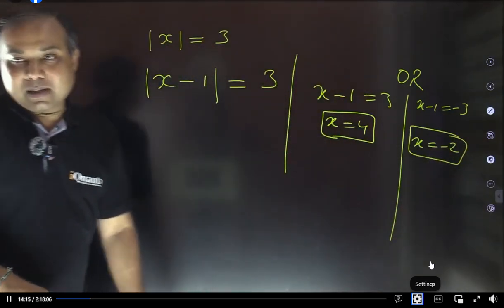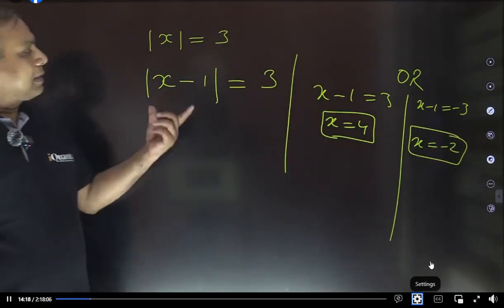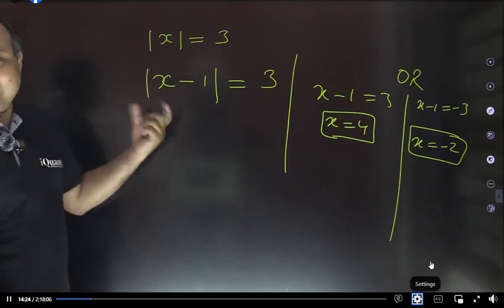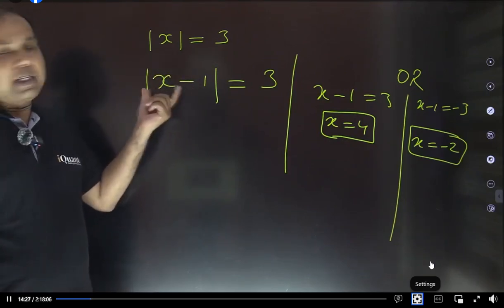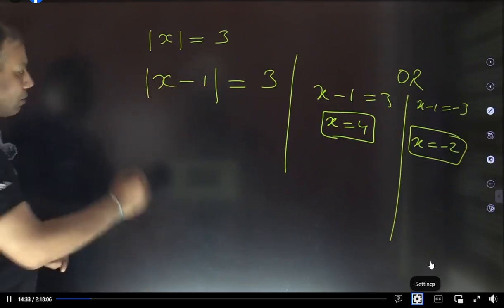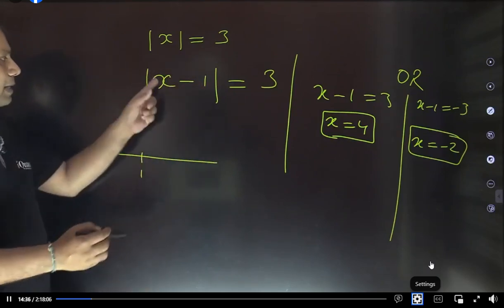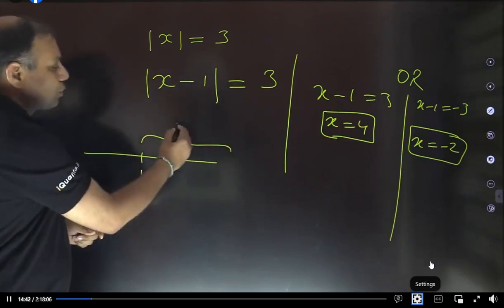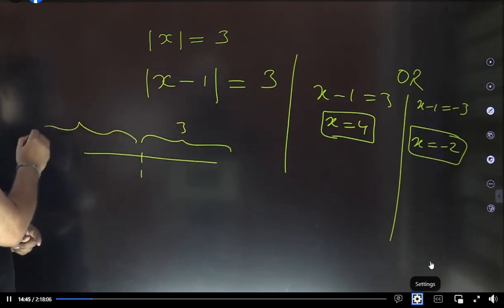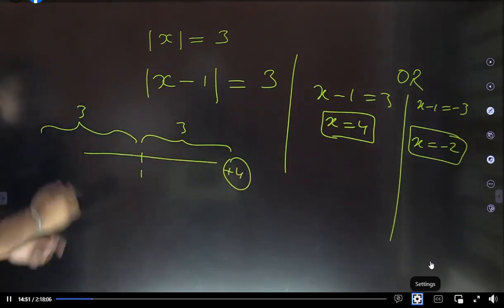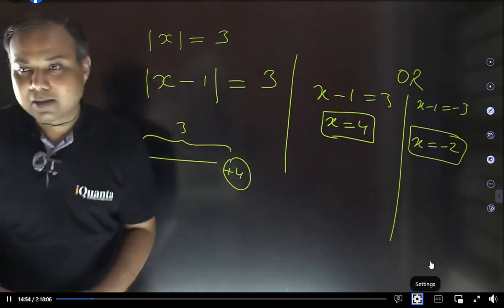And the other way we had also discussed, that we can treat this as a distance function. So mod of x minus 1 means the numerical value only, and it tells us the distance between 2 points on the number line. On the number line, there are 2 points, 1 and x, and their distance is 3. That means x lies at a distance of 3 from the point 1. So 3 on the positive side or 3 on the negative side. On the positive side, the point comes out to be plus 4, and on the negative side, it comes out to be minus 2. That's how we can get the answer.